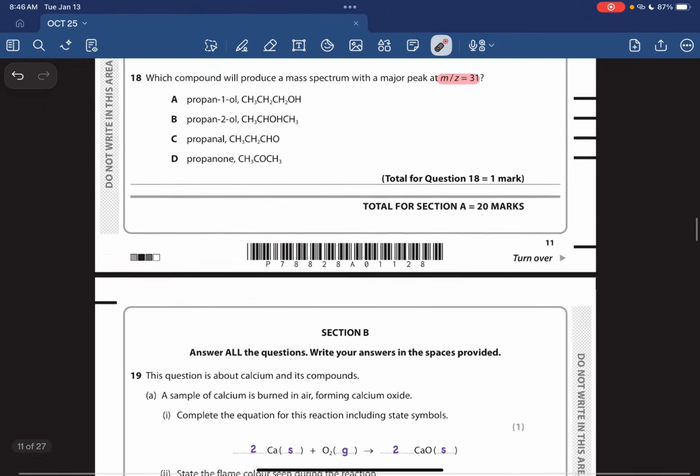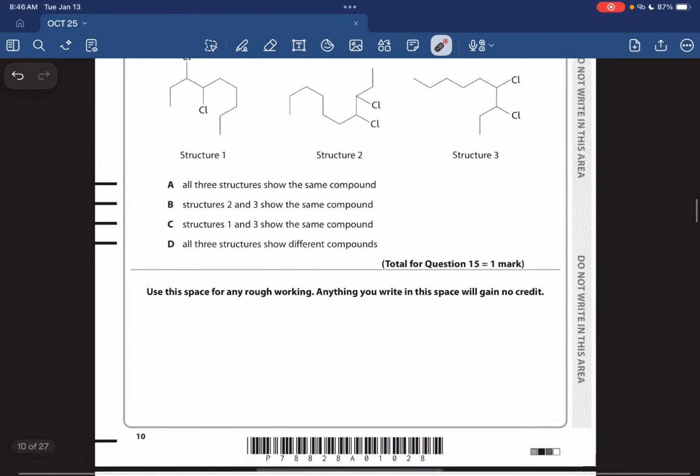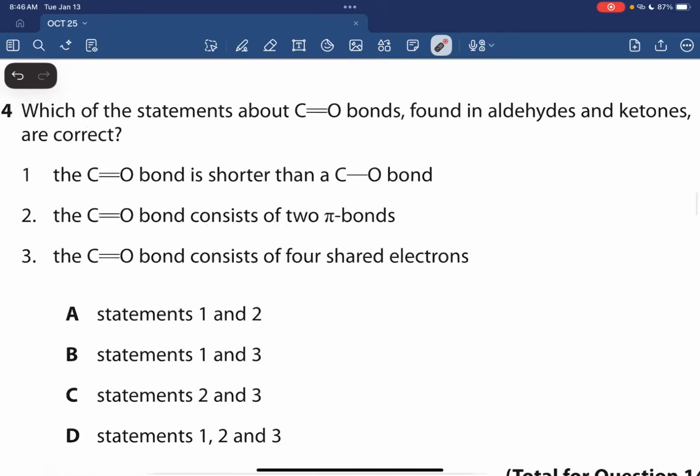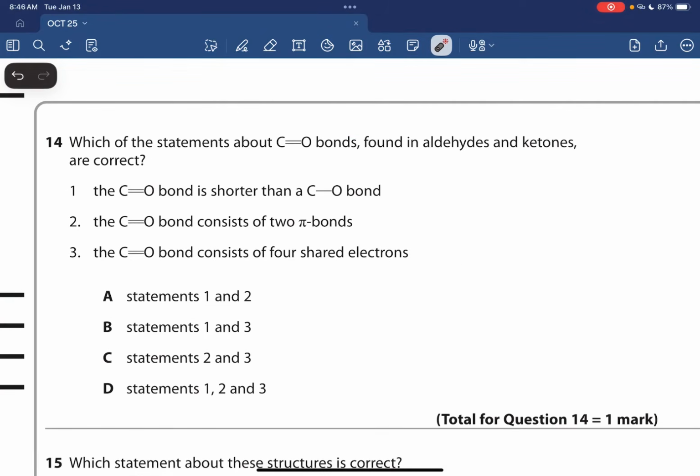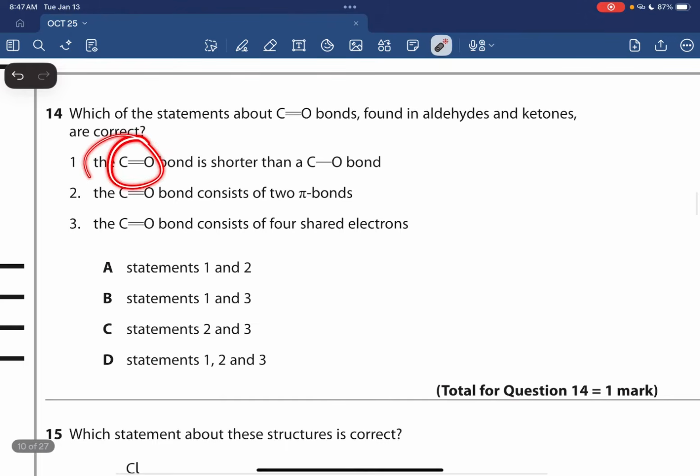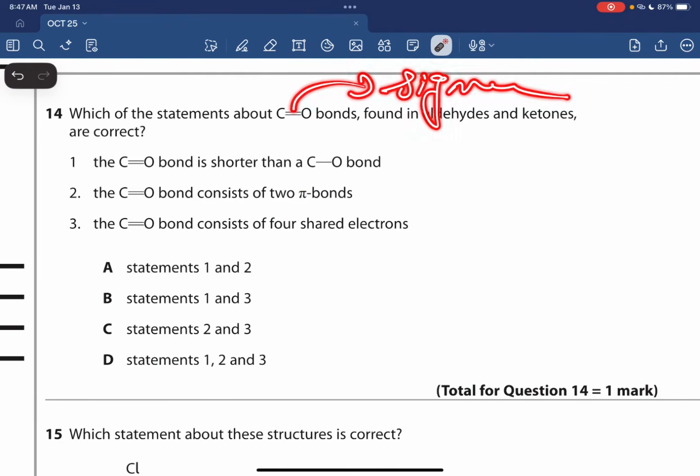Just a moment. Let me just check. Okay. Now in question 14 it says, which of the correct statements about the carbon-oxygen double bond found in aldehydes and ketones are correct? The C=O bond is shorter than the C-O bond. This is correct. The C=O bond consists of two pi bonds. Not at all. One is sigma and one is pi. So the first one is sigma, and the second one is a pi bond.